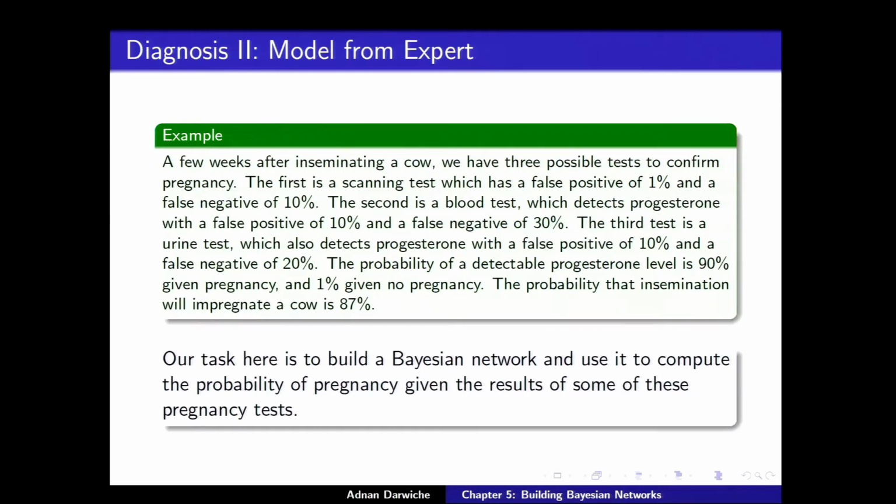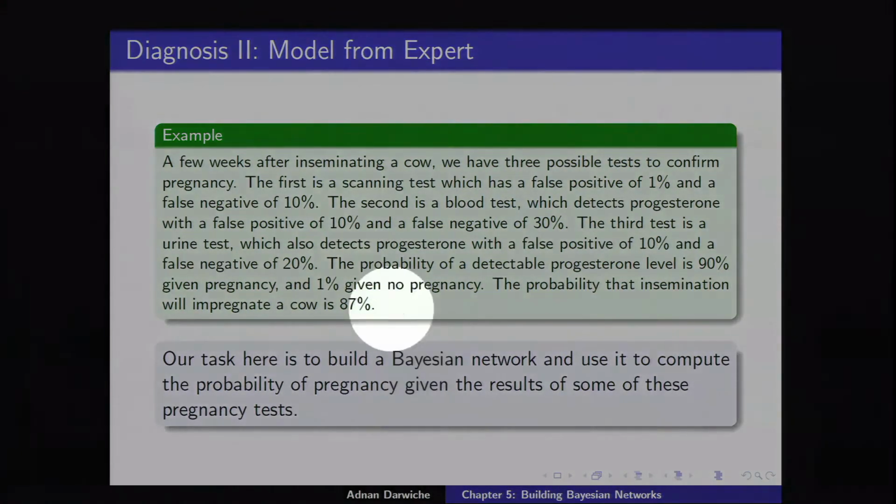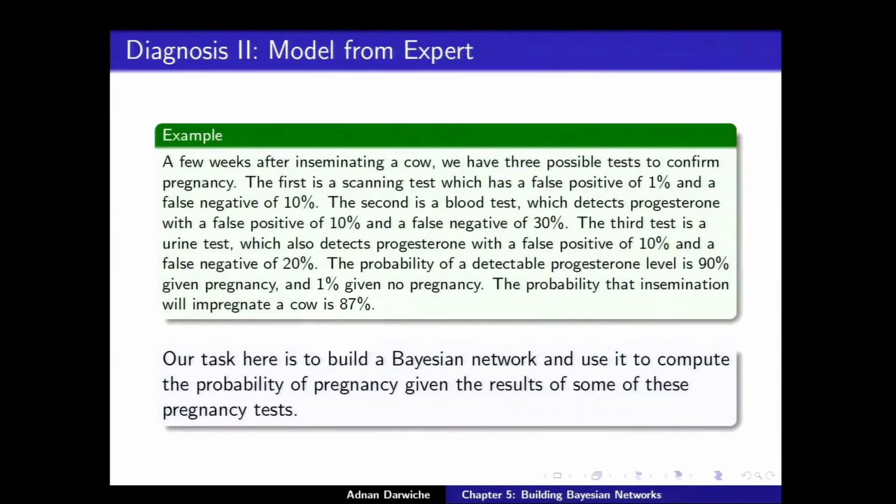So this is the artificial insemination procedure, and we have a scanning test that we are told has a false positive of 1%, false negative of 10%. And then we have the blood test, which detects progesterone level. And again, it has a false positive and a false negative. And then the third test is the urine test. Again, we're given the false positive and negative. We're also told that the probability of detectable progesterone level is 90% given pregnancy and 1% no pregnancy. And finally, the probability that insemination will impregnate a cow is basically 87% in this case.